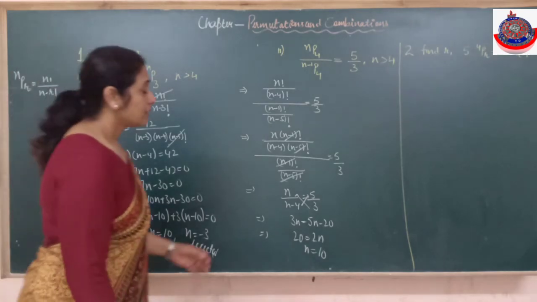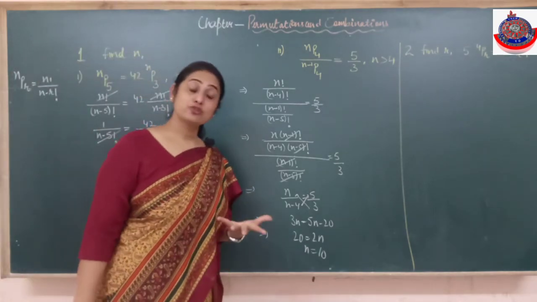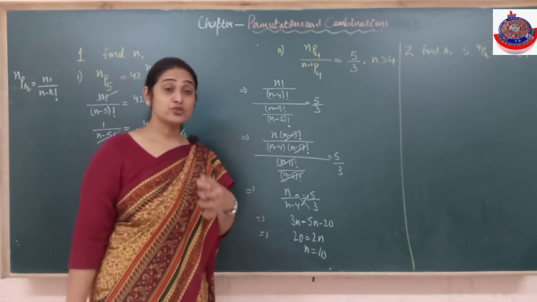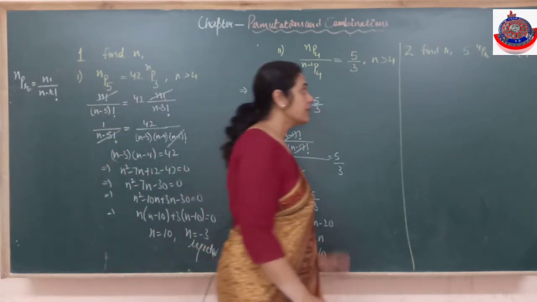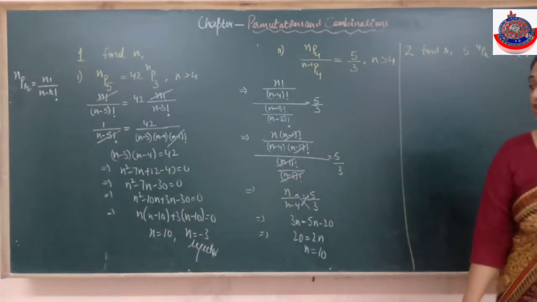See, this factorial thing is going to come in the next chapter also, binomial theorem. So you have to be careful. There also the terms involving n would be coming. So you have to see that you know it well. Alright? One more question we'll do for the practice.